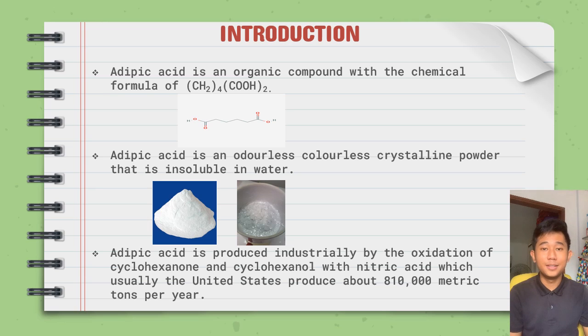Okay, let's start with the introduction of adipic acid. So, what is adipic acid? Adipic acid is an organic compound which has a chemical formula of (CH2)4(COOH)2. Other than that, it is also a colorless, odorless, crystalline white powder that is insoluble in water but very soluble in hydroxyl-group compounds such as ethanol and methanol. And besides that, adipic acid is produced industrially with the oxidation of cyclohexanol and cyclohexanone in the presence of nitric acid, and the United States produces around 810,000 metric tons per year.